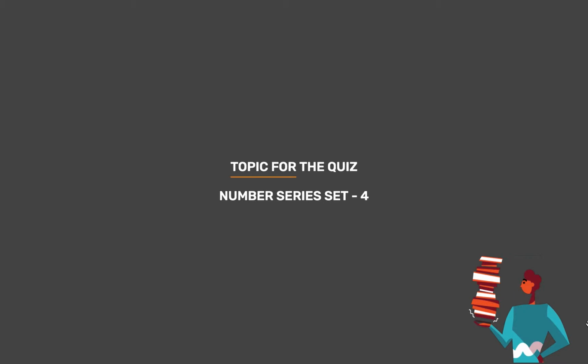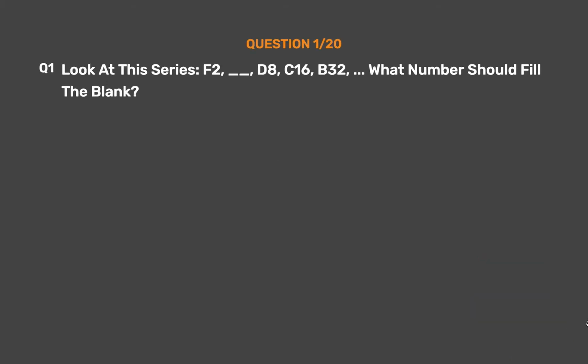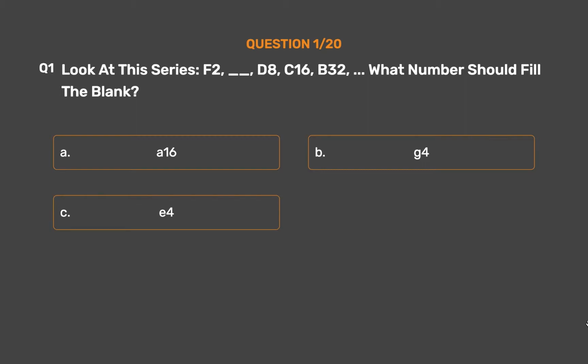Topic for today's quiz is Number Series Set 4. Question number 1. Look at this series, F2, underscore, D8, C16, B32. What number should fill the blank? Option A, A16. Option B, G4. Option C, E4. Option D, E3.